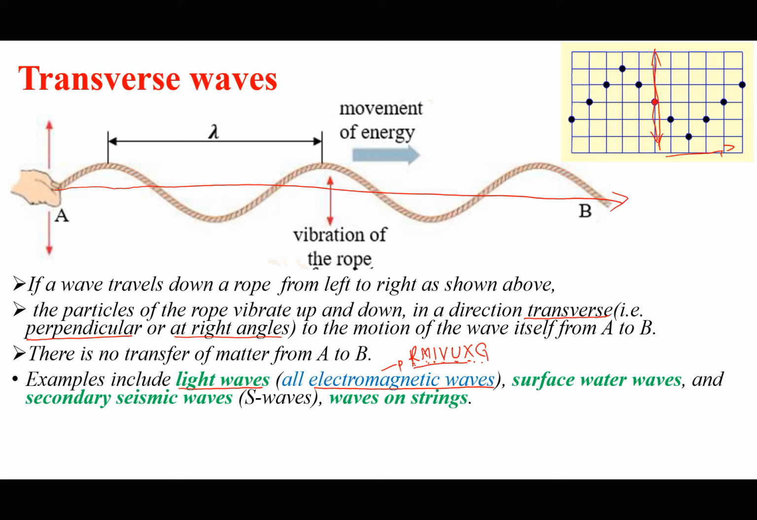All these ones are going to be transverse waves because they travel as vibrations of electric and magnetic fields which are always perpendicular to the direction of propagation of energy, as we shall see later on in a subunit called the electromagnetic spectrum. So light waves are electromagnetic waves.